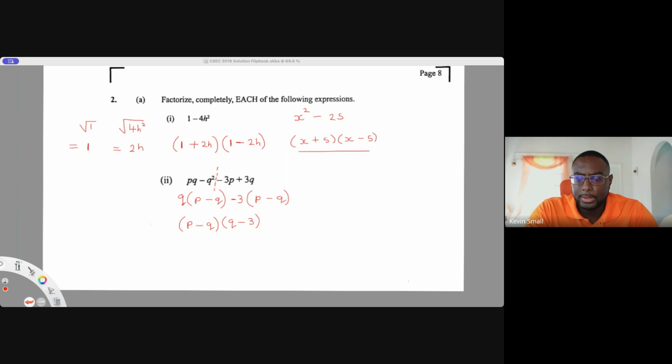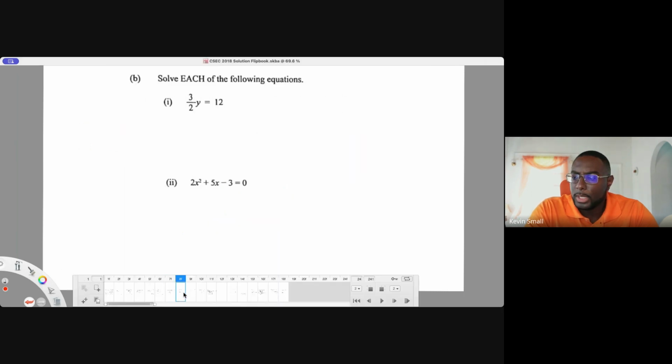All right, these two are both solving. The first one is a standard equation. The second one is a quadratic. So the quadratic will have two answers for sure, and the first one should have just one simple answer. Let's start with this first one. It is y, and it is 3 over 2 in front of it equals 12.